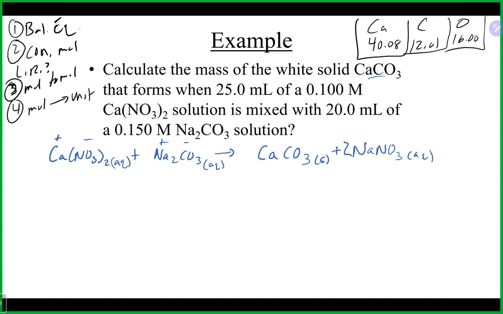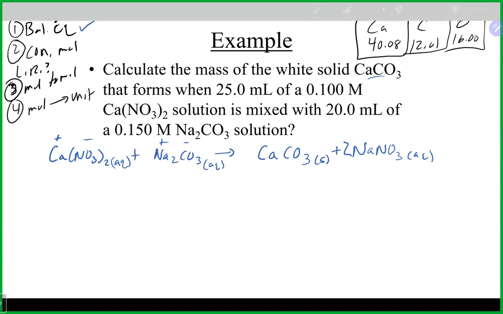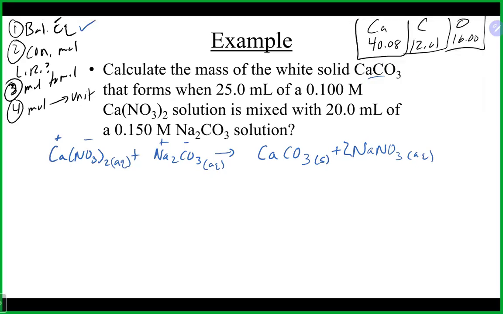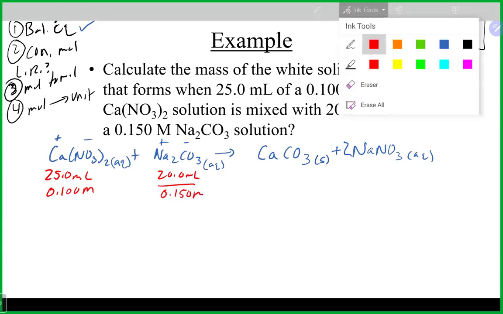All right, so now that we have the equation, we really want to convert things to moles, but we could also use the information given to us to decide the other thing that we always want to look at when we're doing a stoichiometry problem, which is: is it a limiting reagent problem or not? So for the calcium nitrate, we have 25 milliliters of a 0.1 molar solution, and we also have 20 milliliters of a 0.15 molar solution for our sodium nitrate.